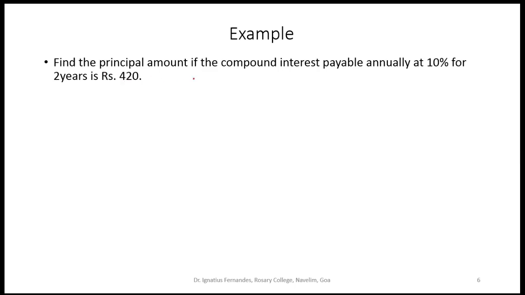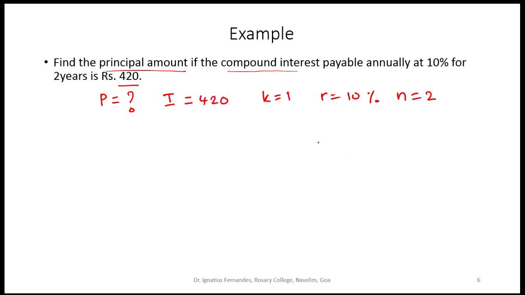Find the principal amount if the compound interest payable annually at 10% for 2 years is rupees 420. We are finding the principal amount, so we are finding P. Now here we are given the compound interest payable annually, so K is equal to 1. At 10%, R is equal to 10, for 2 years, so n is equal to 2, and this compound interest is 420. So we know the interest amount here. Based on this, we want to find out the principal amount.